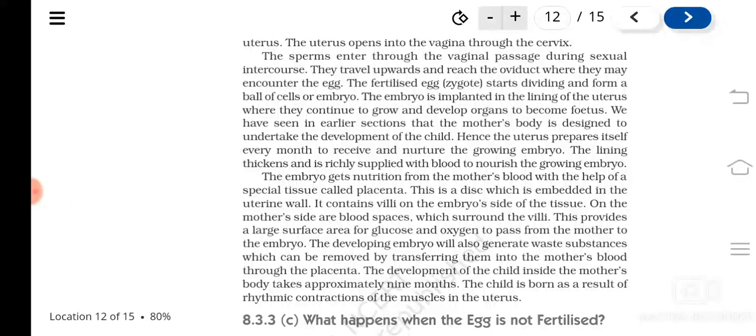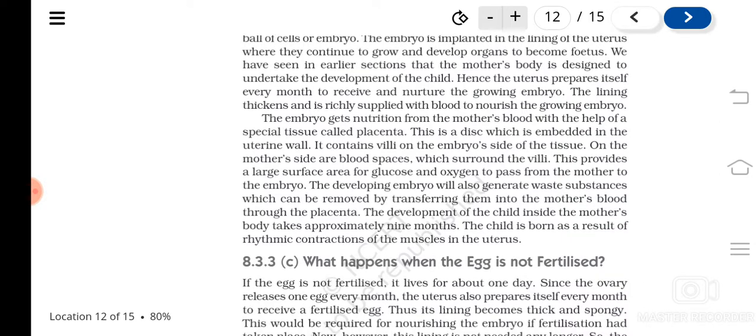And after fertilization the zygote will form, and the zygote will start its development there, and they undergo divisions. Okay, and they will get embedded in the lining of the uterus. That process is called implantation. Okay, but the mother's body is designed to undertake the development of the child, isn't it? So there is a tissue which nourishes the baby. Okay, that is called the placenta.